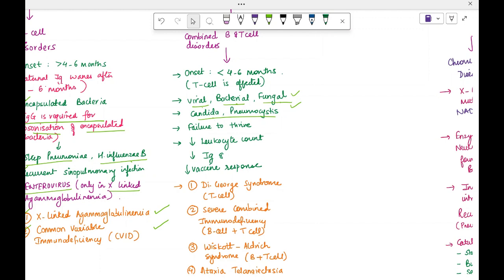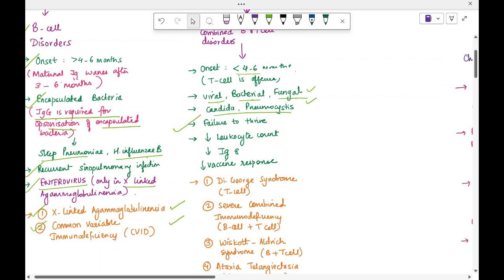Now because the patient is getting infected at such an early age with so many infections, naturally there will be failure to thrive. Here the main difference is that in B cell disorders, like X-linked agammaglobulinemia, you have a decreased CD19 cell count, but in the combined disorders or the T cell disorders, there will be a decreased leukocyte count.